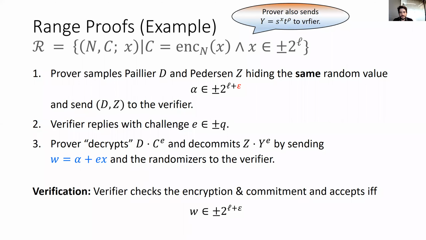So to summarize, there are basically two things happening here. We are proving that ciphertext C hides the same secret as commitment Y, and the secret in commitment Y is small. The ciphertext and the commitment hide the same secret because we are opening the two combinations in round 3 using the same value. And the secret in Y is small thanks to the binding property of Pedersen.